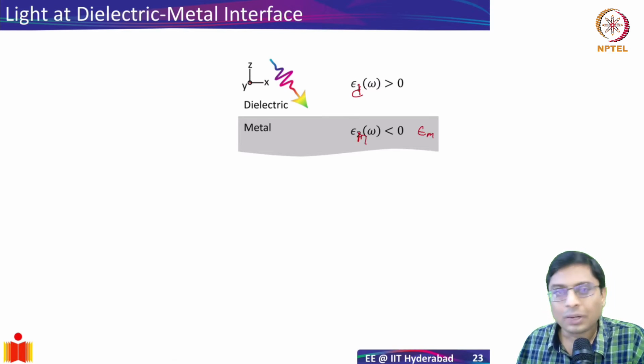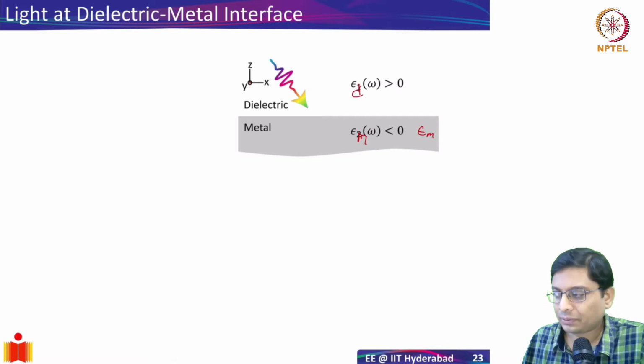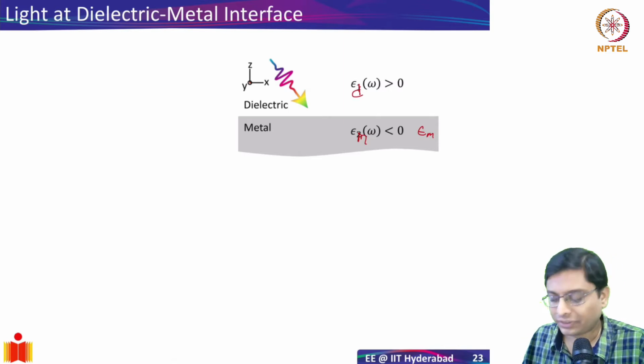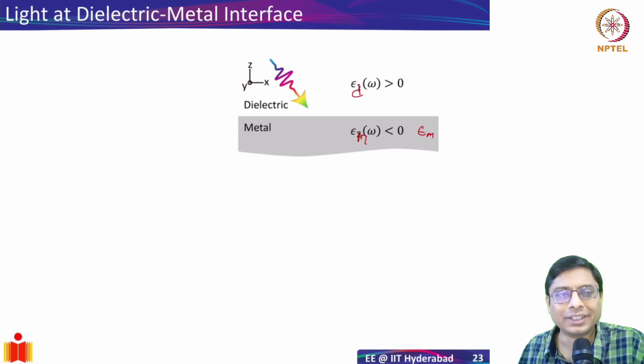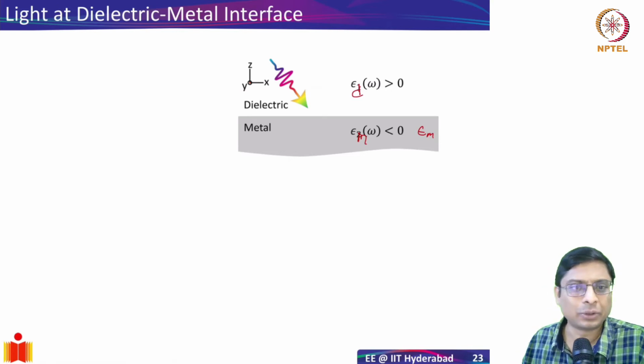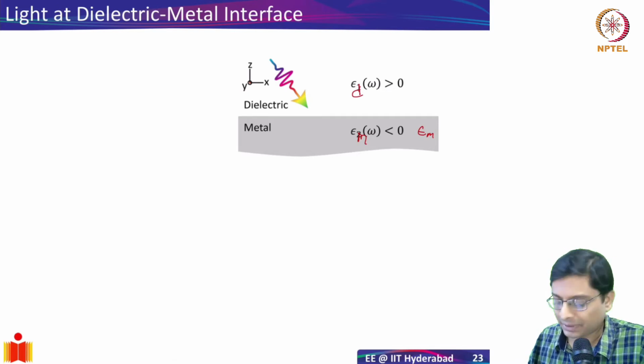Now you have this interface between dielectric and metal, and the coordinate axes are these. You have the x, y plane, and z is the direction of incidence. So you have a wave which is incident from the top in the negative z direction. What will happen? Intuitively you might understand that if you have a mirror, that's a metal film which is reflecting a lot of light. But we'll try to go a little bit deeper than that, to see why that is happening.